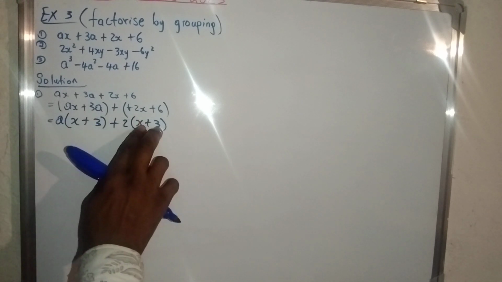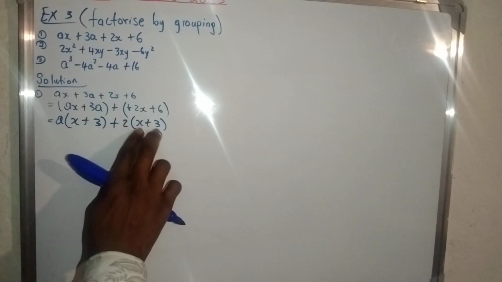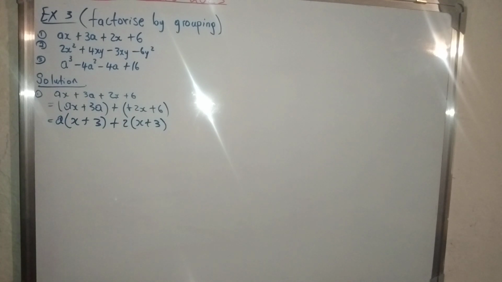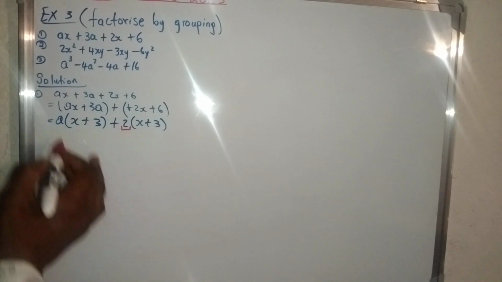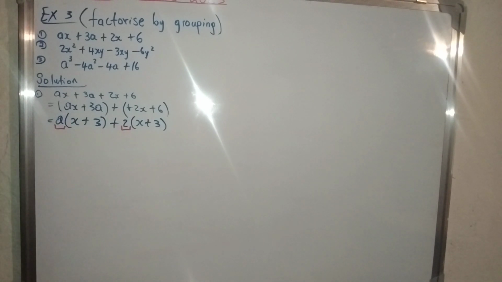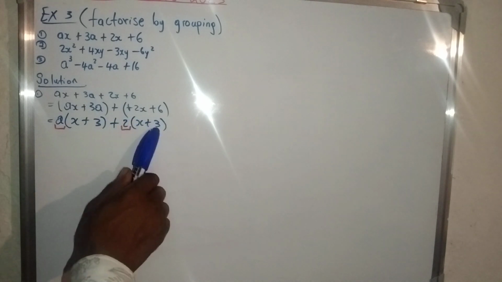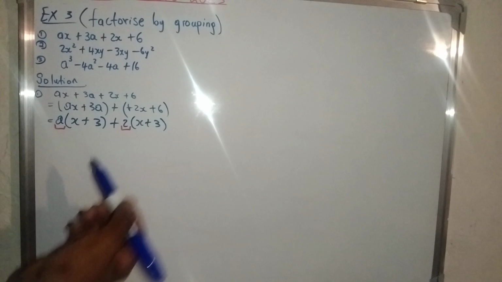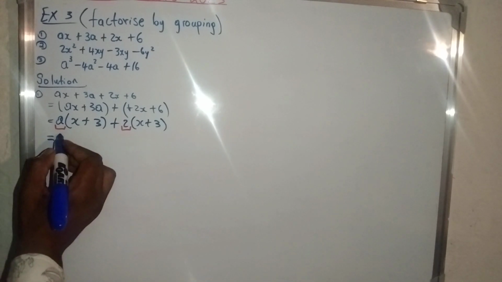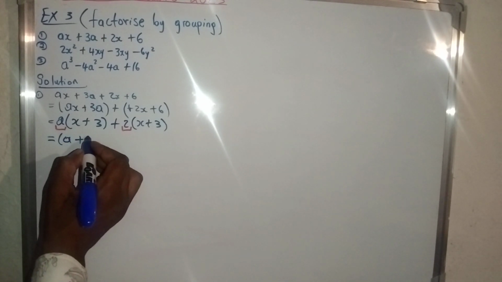So now these two brackets, they look the same. So that means, what do you do then? You simply take only their coefficients, which is 2, and here it is a, and then you group them together, and then you just take one bracket. If these two brackets are the same, then you take each coefficient and then you group them together. Now let's say here we're going to have a plus 2.